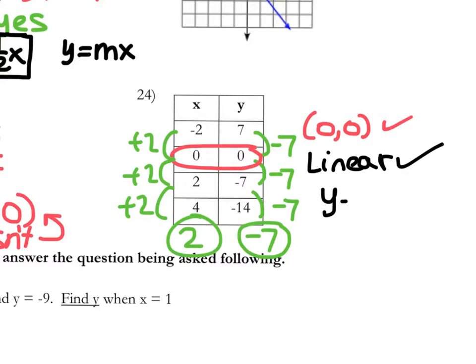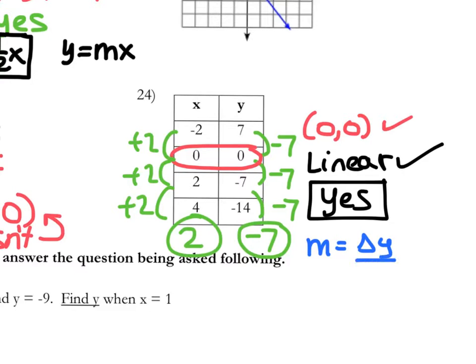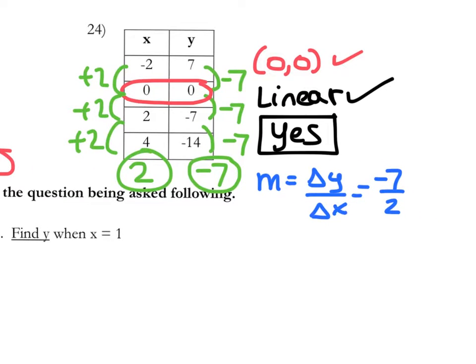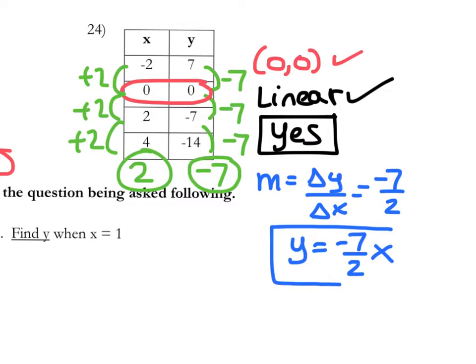So then this one is yes, it is a direct variation relationship. And therefore, I can write my equation. I need to find out my slope, or my rate of change. Change in y over change in x, -7/2. So my direct variation equation is just y equals -7/2 x. Remember, it's y equals mx.